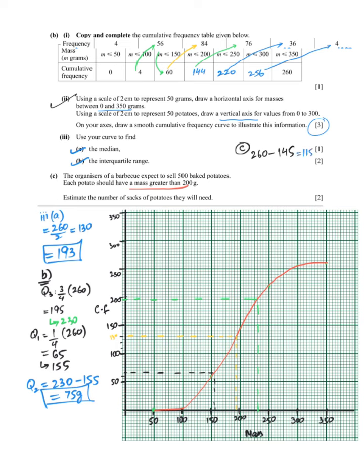That means these are the number of potatoes that need to be considered, which have a mass greater than 200 grams. The number of baked potatoes we have is 500, right? So that means 500 divided by 115 leads to 4.34. So it's greater than 4.34. That means the number of sacks required here is 5 sacks.